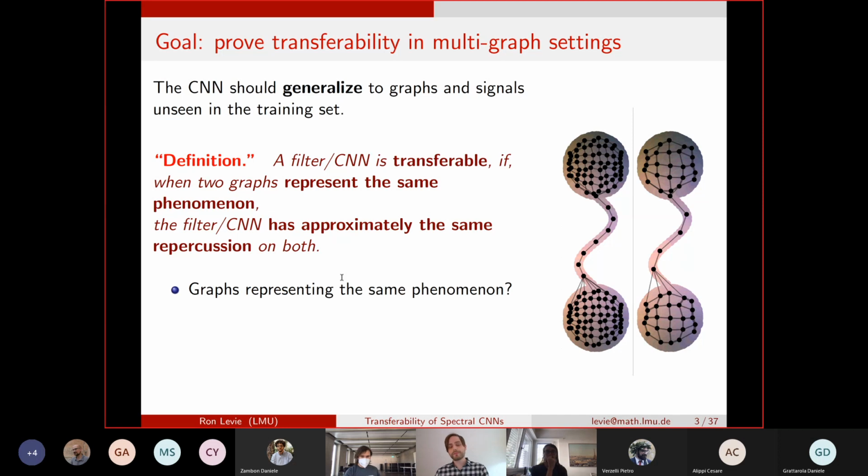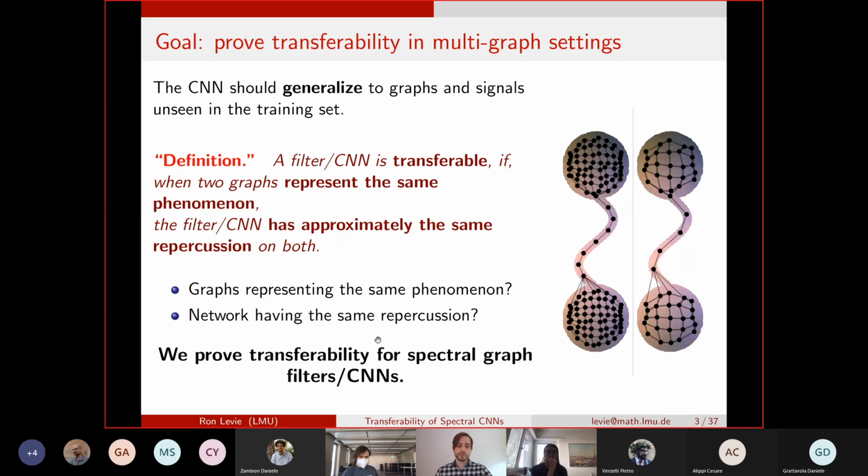Now, because I want to prove something mathematical, I need to first of all formulate it mathematically. What do I mean by graphs representing the same phenomenon? I need to model this. I also need to model a network having the same repercussion on two graphs. And once I have these models, the goal is to prove transferability. In this talk, I'm going to present three approaches to model these notions. For each approach, we are going to have a corresponding theorem of transferability.